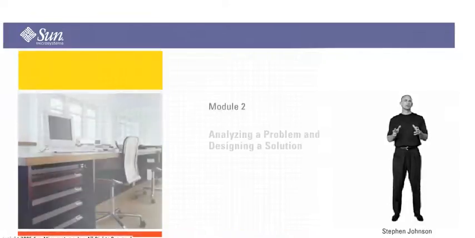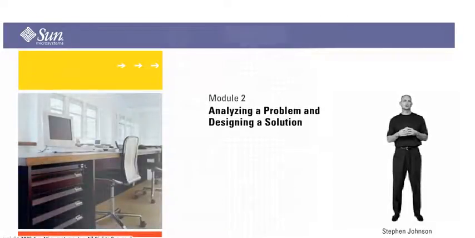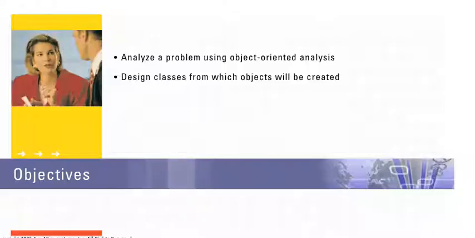In this module, we're going to use object-oriented analysis and design to analyze a problem and design a solution. In the previous module, we discussed the 7 stages of the product lifecycle. In this module, we're going to take a more in-depth look at the analysis and design stages, but we're going to do it from an object-oriented perspective, because remember, Java is an object-oriented language. In this module, we're going to analyze a problem and then design a solution.